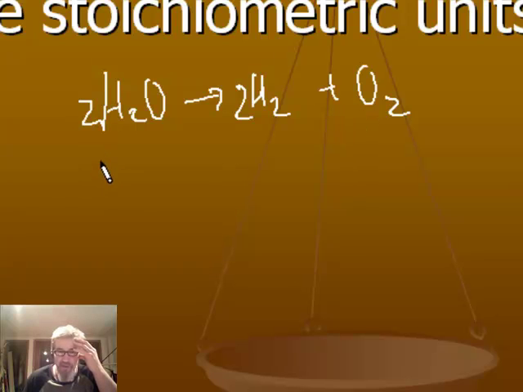So if my question tells me that I have 18 grams of water, for example, and it asks me how many grams of oxygen got produced, I can't do that simply. I can't compare grams to grams like I compared moles to moles in previous problems. I'll have to convert to moles first.